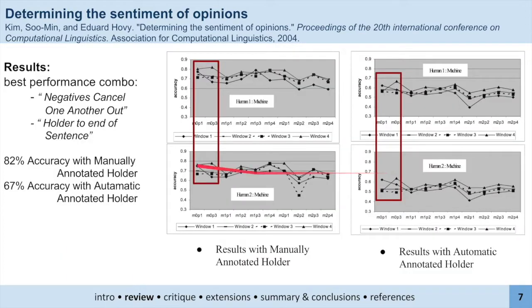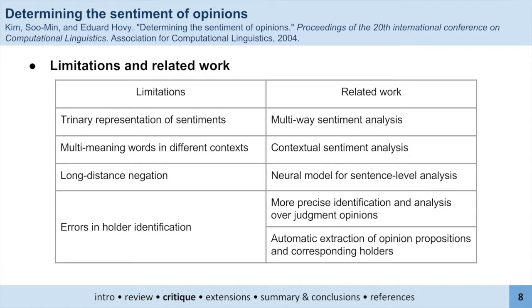As for the results, the best performing combination is the negative-cancel-one-another-out model for sentence-based analysis and holder to the end of the sentence for windows, which yields 82% accuracy with manually annotated holder and 67% accuracy with automatically annotated holder. In the original paper, there exist some limitations.